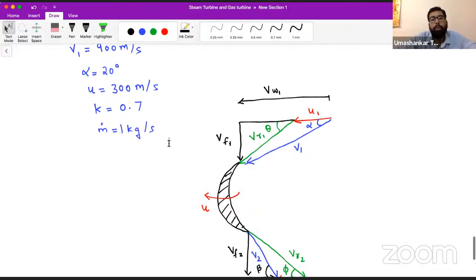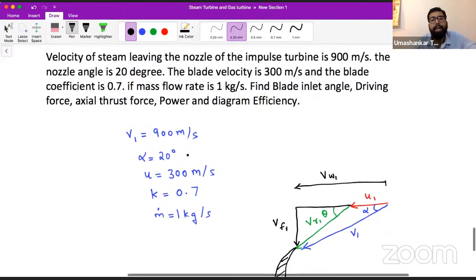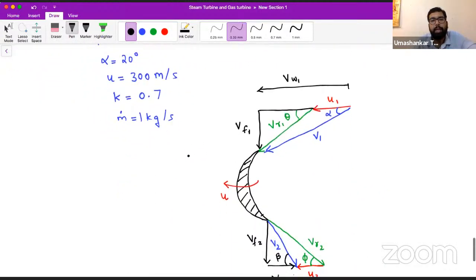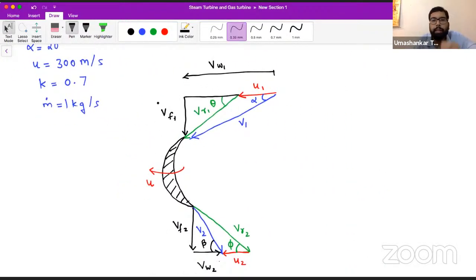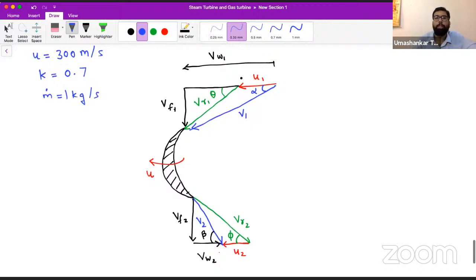Okay, so now we have what we have to calculate. We have to calculate firstly the blade inlet angle theta. As it is an impulse turbine blade, we may consider it as symmetrical as well. So let us calculate first the value of theta. There may be many ways of applying geometry, trigonometry, so you can apply the way which suits you the most.